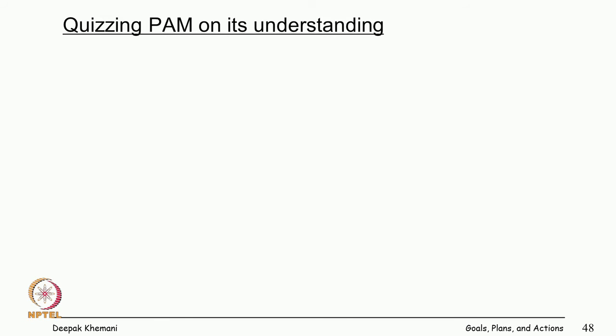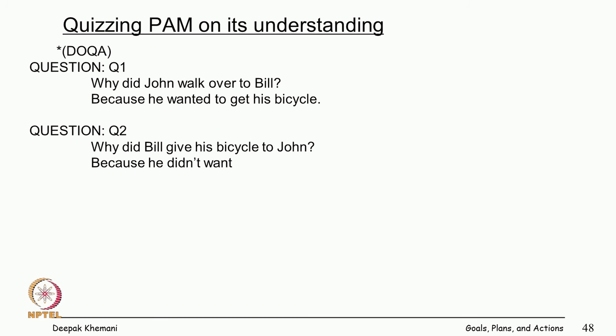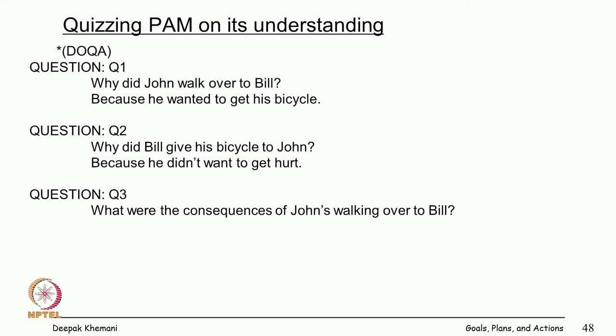So, let us quickly see what Pam has understood. This is the question answering phase. Why did John walk over to Bill? Because he wanted to get his bicycle. Why did Bill give? So, this is actual interaction with Pam. Pam says, why did Bill give the bicycle? Pam says, because he did not want to get hurt.